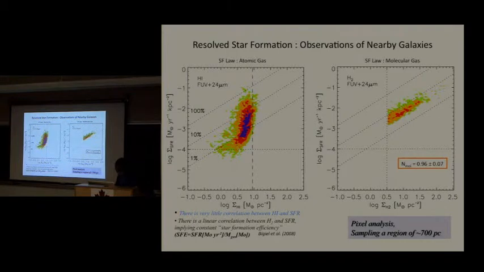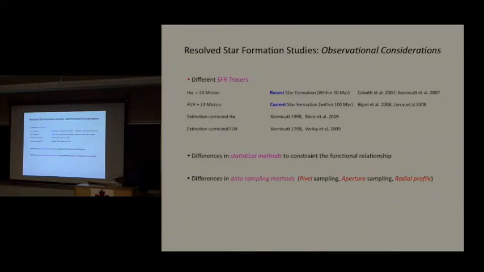So the question is, are the differences that I'm seeing in these two slides basically the result of different star formation rate tracers and statistical methods? I will show you later that they definitely use different statistical methods to fit the data, and they use different data sampling.